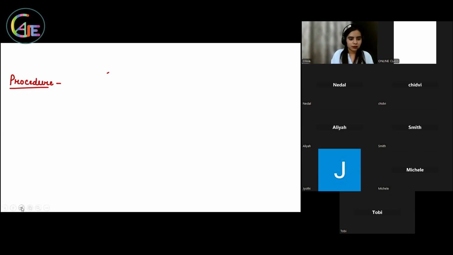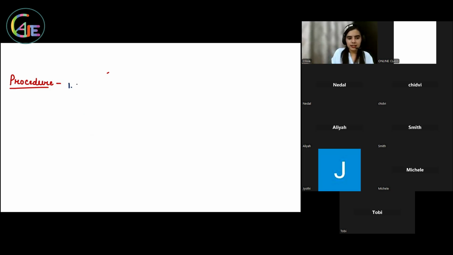Let's start with the procedure then, without wasting time. The very first thing you need to do, which is really important for all the experiments we do in the lab, not just titration, is to check that all your glassware is clean. Your glassware should remain neat and clean, contamination free. I'm now considering that all my equipment is totally clean and contamination free.